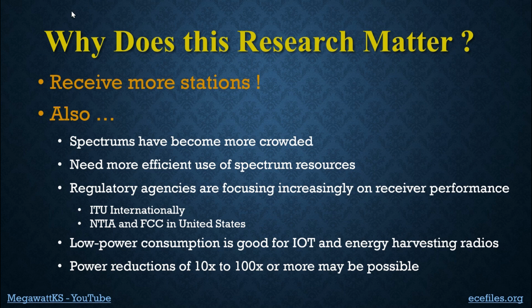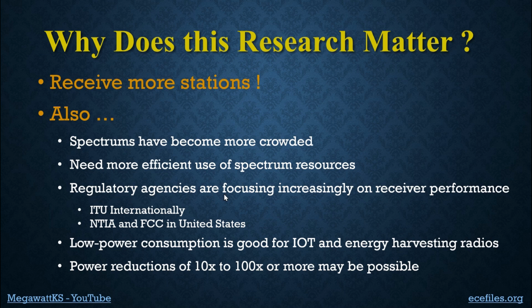So those are really the punchlines from this part 2 of episode 1. However, enough of that. Why does this research matter? Well, obviously it matters because it will allow us to receive more stations. That's pretty clear. But why does that matter? Well, spectrums have become more crowded, and we always need more efficient use of spectrum resources because we've got Internet of Things, we've got cell phones, we've got Wi-Fi, et cetera, and sometimes they're in crowded environments like an apartment building or an office building or something. So spectrums can get very crowded.